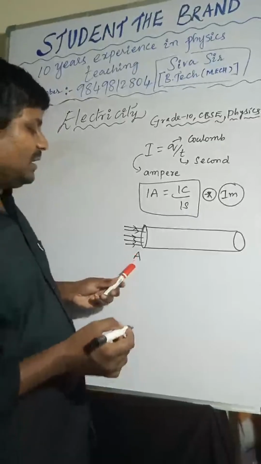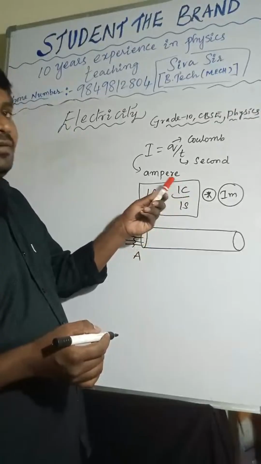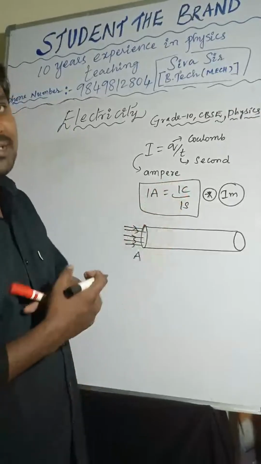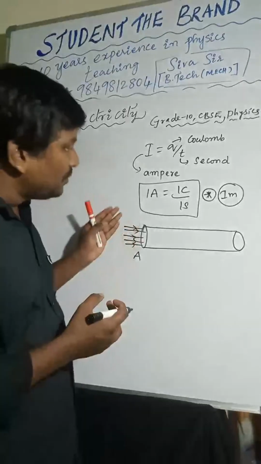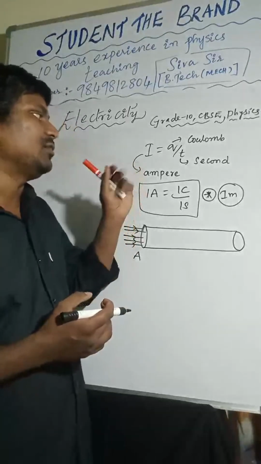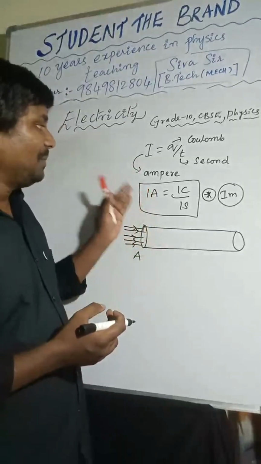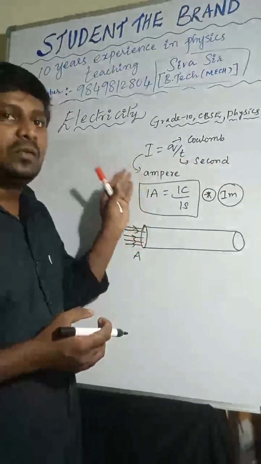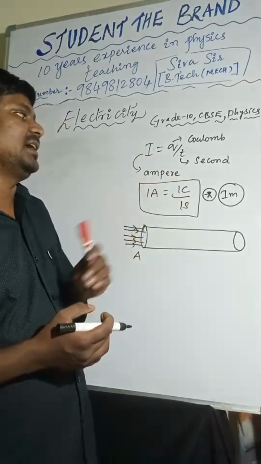So we are considering 1 ampere equal to 1 coulomb per 1 second. So 1 coulomb of charge flowing through unit cross section area per second. So what is 1 ampere? 1 ampere is equal to 1 coulomb of charge flowing through unit cross section area per second.